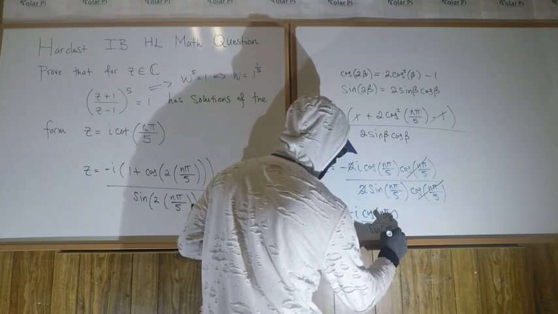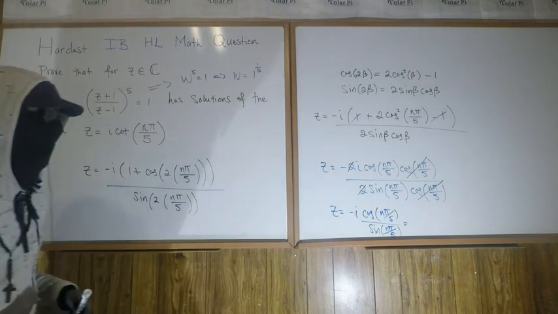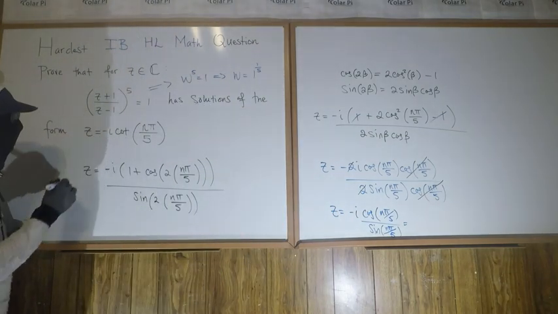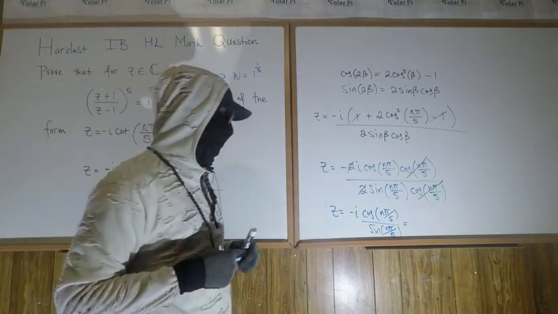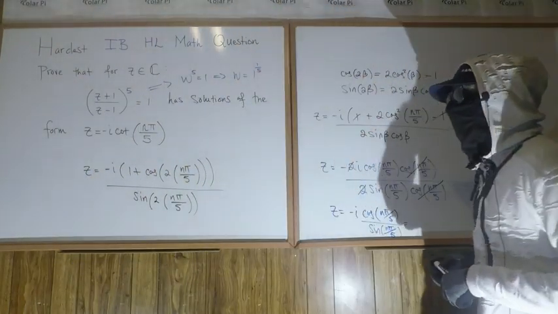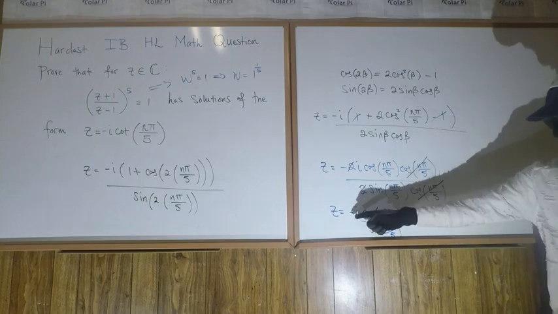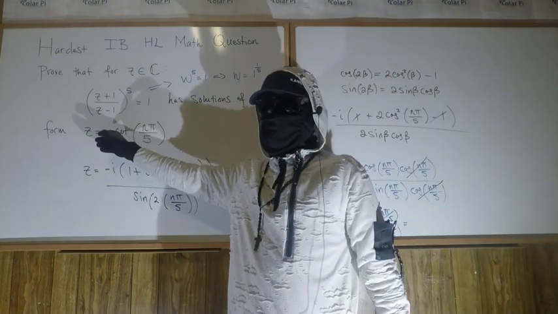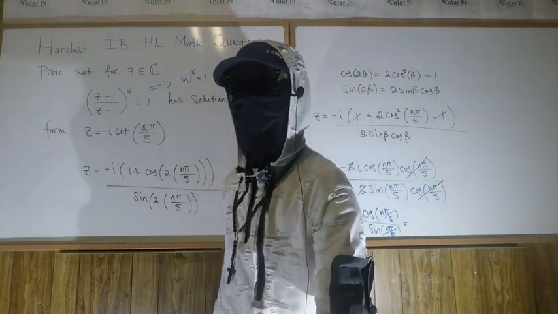And of course, cosine over sine is cotangent, so there had to have been a negative sign right here. Otherwise this problem is wrong, because our conclusion now says minus I cot n pi over 5. But when I wrote it, there wasn't a minus sign right there.